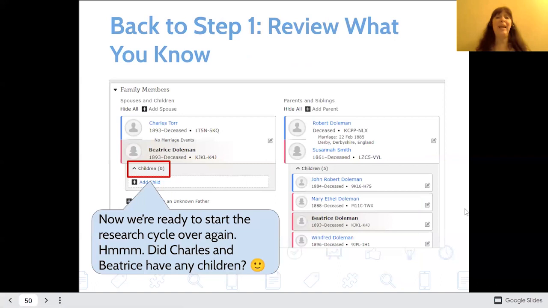Okay, so now is the part that I was talking about earlier, is now that we've cycled through and we found Beatrice's husband, Charles, well, I look at this and I see there's no children. Did they have kids? Who knows? Let's look. So, I mean, not us right now, but that's what I would do in my research, is then I'd start the cycle over again. Oh, my new goal is see if Charles and Beatrice had children. Where would I look for that, et cetera, et cetera.